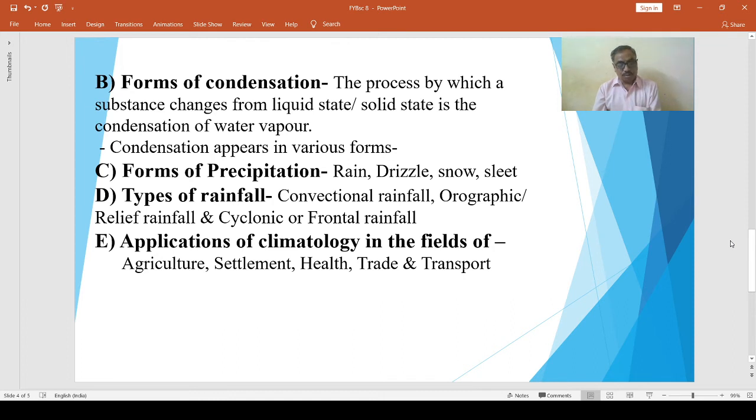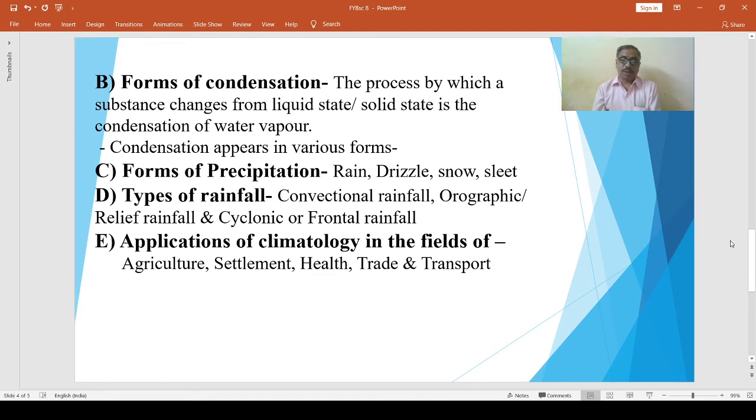Then types of rainfall. There are about three different types of rainfalls generally recognized, depending on the process by which the clouds were formed, and they are convectional rainfall, orographic or relief rainfall, cyclonic or frontal rainfall.